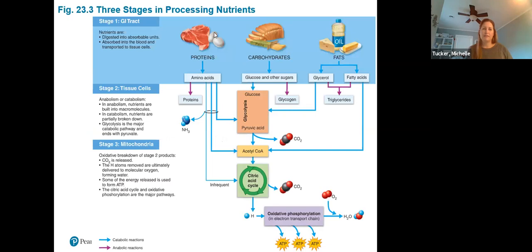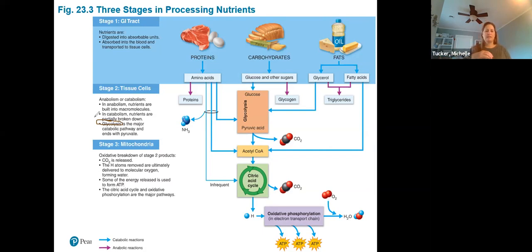So there are three stages in processing nutrients. Stage 1 is what we were studying in the last chapter, breaking proteins down to the level of amino acids so that they could be absorbed and used for further processing. Then this is what we're going to be looking at today, stage 2 and stage 3. In stage 2, we're going to be looking at the process of glycolysis.